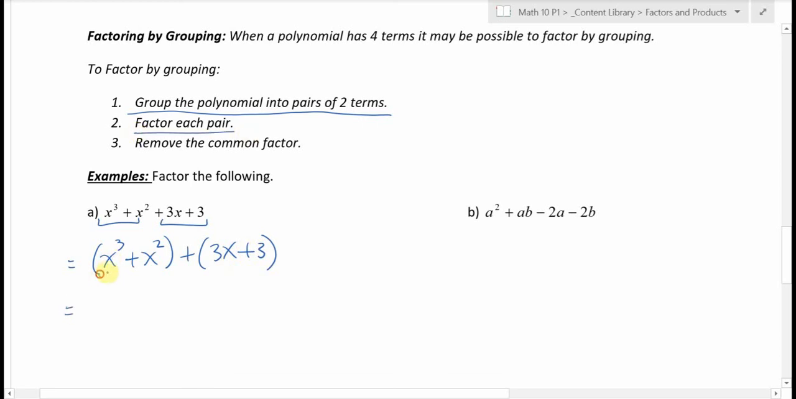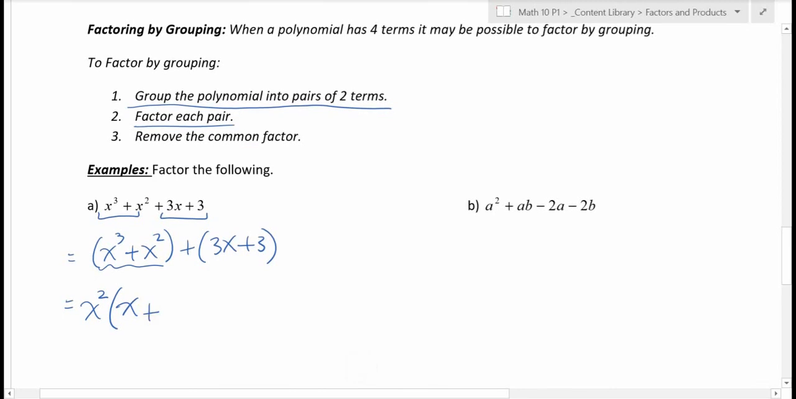So for the first set of brackets, the common factor there is x squared. And if I factor x squared out, remember, that means we're going to divide the x cubed and x squared by the x squared. And that would give us the terms inside the brackets. So x cubed divided by x squared is x, plus x squared divided by x squared is 1. Okay, so I'm done there.